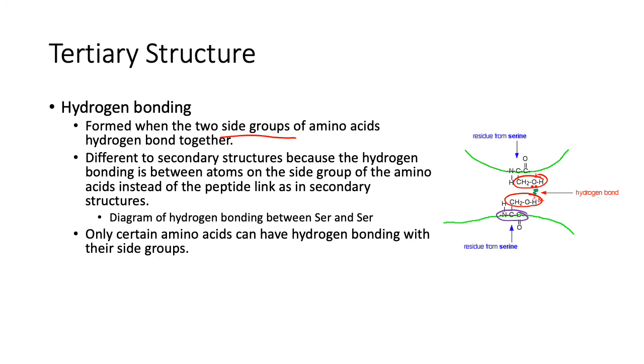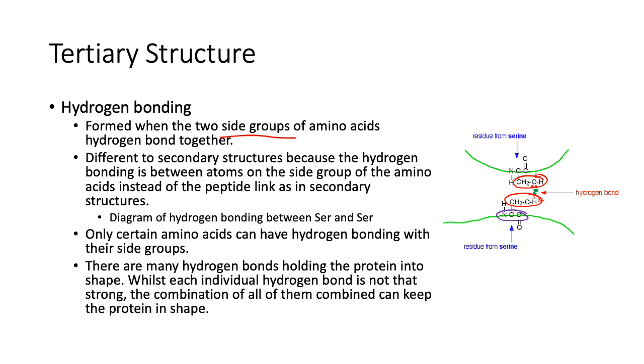Only certain amino acids will have hydrogen bonding with their side groups. That's all the alcohols and stuff like that, but only if they have those. There are many hydrogen bonds holding the protein in shape, and whilst each individual hydrogen bond is not that strong, the combination of all of them combined, because remember it's thousands of these little bonds holding them together, can keep the protein in shape.